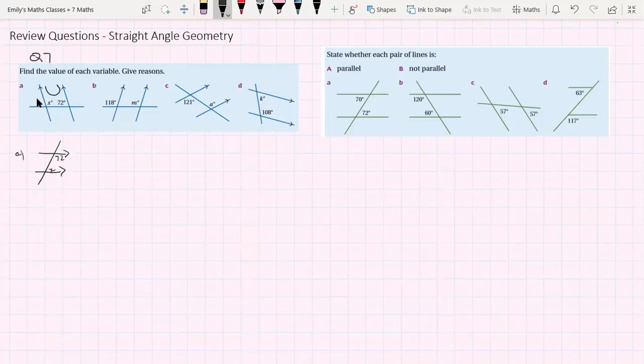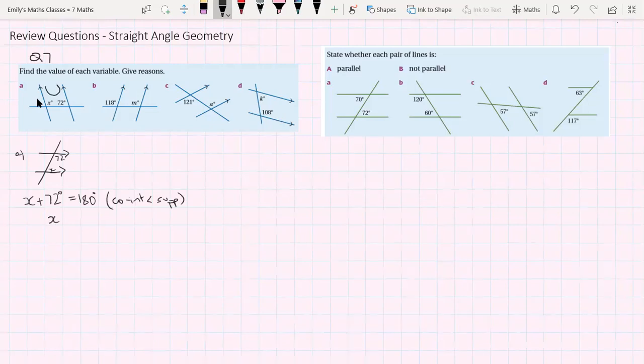So this is the same question. I'll just turn it around. So what do we know about co-interior angles in parallel lines? They add up to 180. So we can say X plus 72 degrees equals 180. Okay, and they are co-interior angles, supplementary in parallel lines. That means adds up to 180.